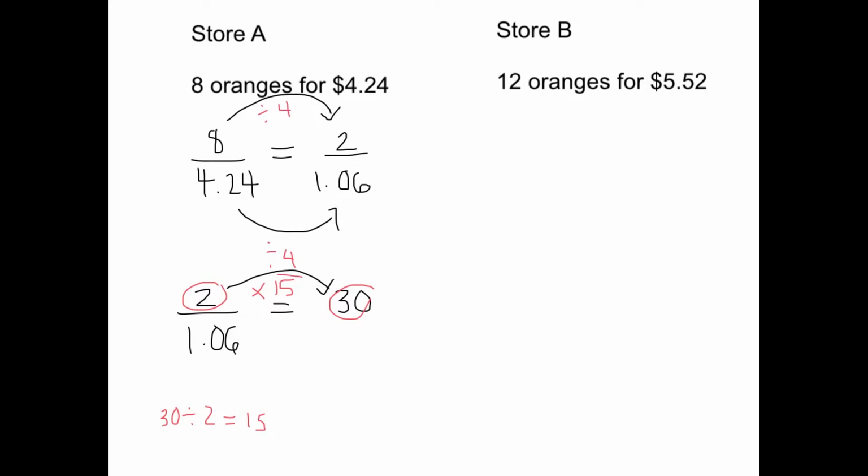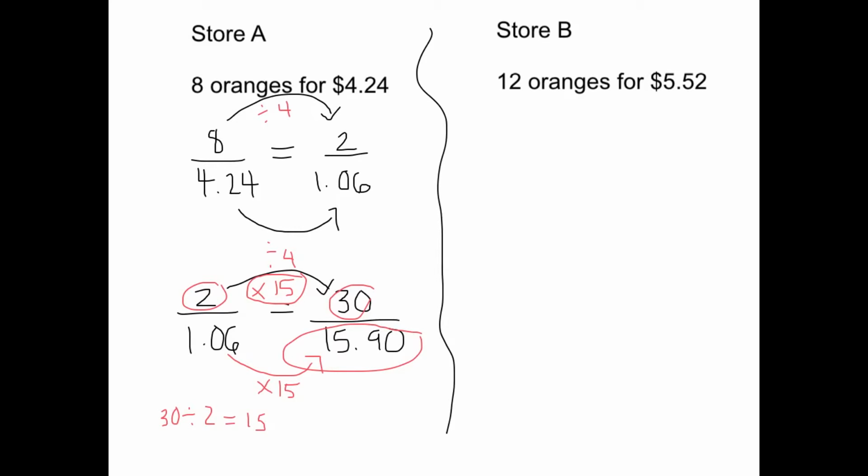This number that we're using to multiply is referred to as the scale factor. Because we're multiplying the numerator by 15, what do we have to do to the denominator? That's right, we need to multiply it by 15. So 1.06 multiplied by 15 gives us 15.90. We've just found that for 30 oranges, it's going to cost $15.90 at Store A.